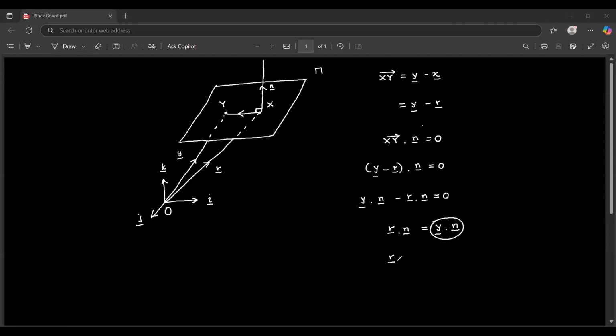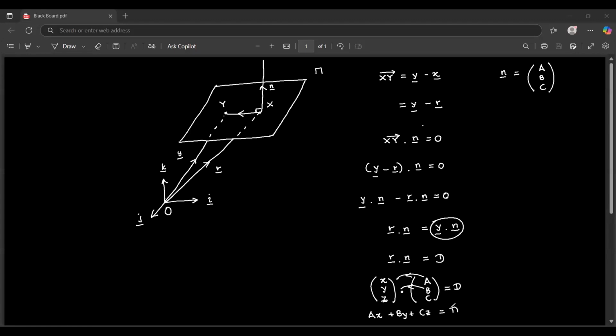So that can be given as r dot n is equal to d. Let's say n is given as (a, b, c). Now you can come up with the Cartesian equation also. You can write down r as (x, y, z) and n as (a, b, c), that is equal to d. After you do the scalar product, you will get ax plus by plus cz is equal to d.